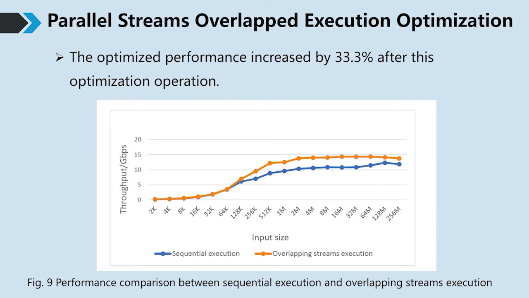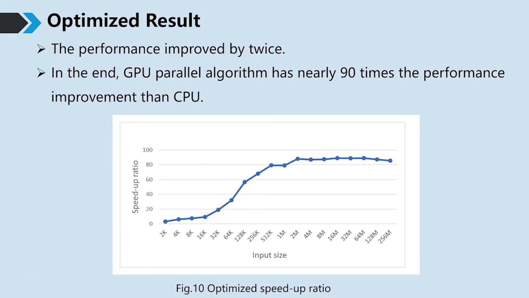As a result, the optimized performance increased by 33.3% after this optimization operation. You can see that in this picture. And the performance of the original GPU parallel algorithm has been improved by twice. In the end, compared to SM4's CPU serial algorithm, the GPU parallel algorithm has nearly 19 times the performance improvement, as shown in figure 10.